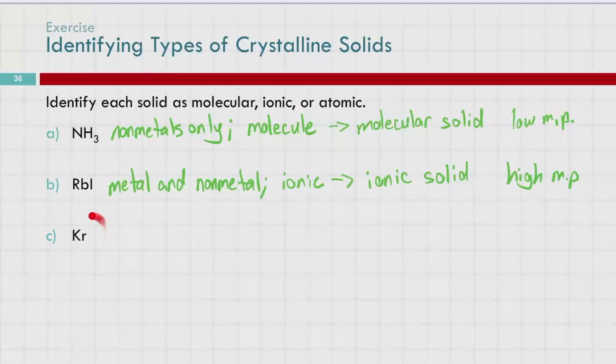And then krypton, is that molecular, ionic, or atomic? It is atomic. It's one element only, meaning that it's atomic. It's an atomic solid. What kind of atomic solid do we think it might be? Covalent bonding, non-bonding, metallic. Is krypton, Kr, a metal? Not a metal. Can't be a metallic atomic solid. So it's got to be bonding or non-bonding.